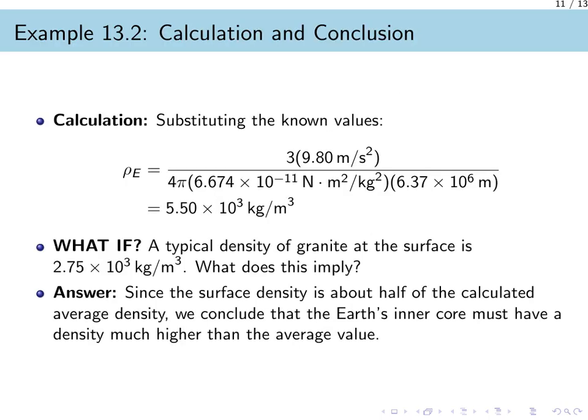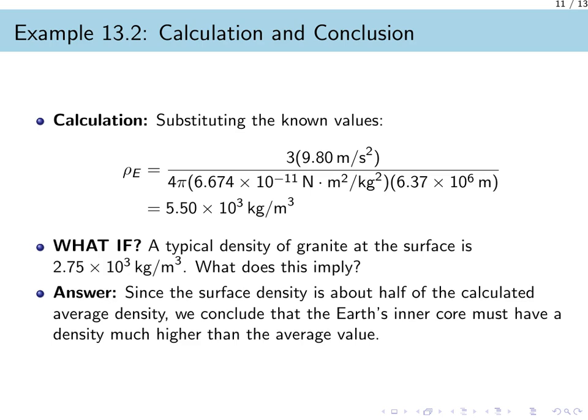Plugging our known values into the equation for the Earth's average density gives us a fascinating result. When we substitute 9.80 meters per second squared for g, the value for the gravitational constant G, and the Earth's radius, the calculation yields an average density of 5.50 times 10 to the power of 3 kilograms per cubic meter.